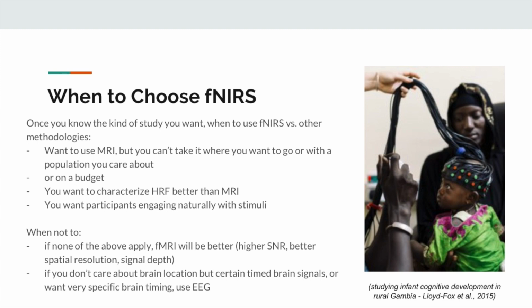So if you don't have a reason to use fNIRS in particular, MRI is still going to be the gold standard of neuroimaging. fNIRS is not going to usurp that at any point, or at least not anytime soon. Also, if you don't care about brain location so much, but you care more about certain timed brain signals that indicate various processes, that would be something that EEG excels at much more than fNIRS, obviously because it's studying electrical activations of neurons instead of the lagged hemodynamic response.